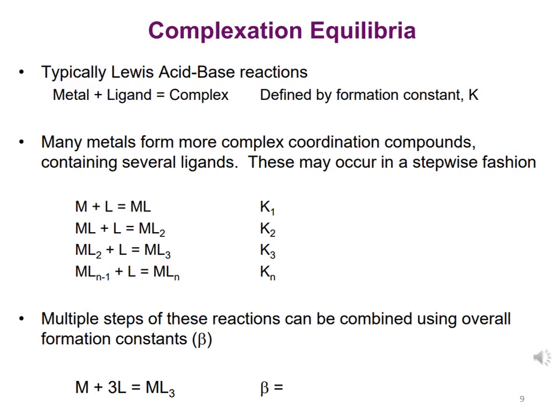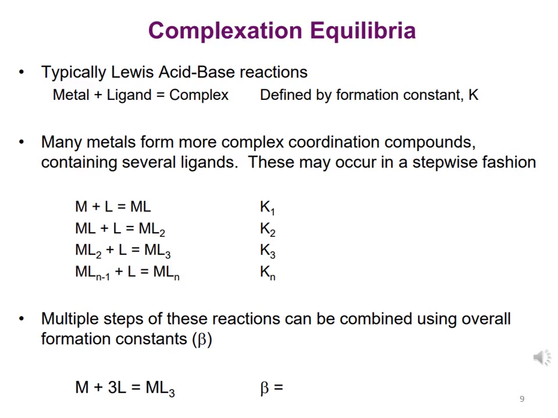and we can denote its formation constant by K1. So if there is another ligand that binds to this ML, the first metal ligand complex, then it will form ML2, and the formation constant for this will be K2.